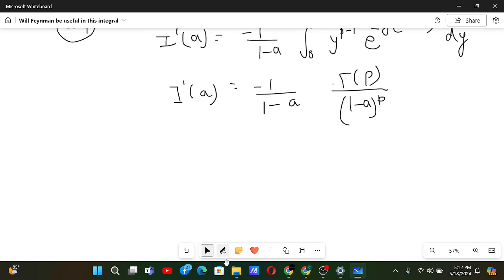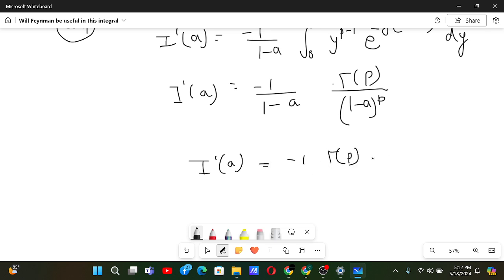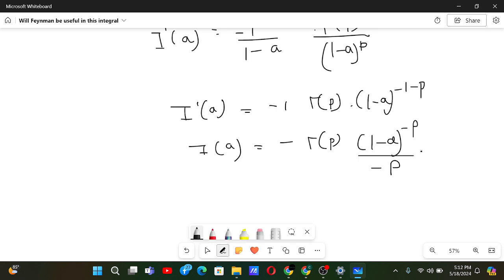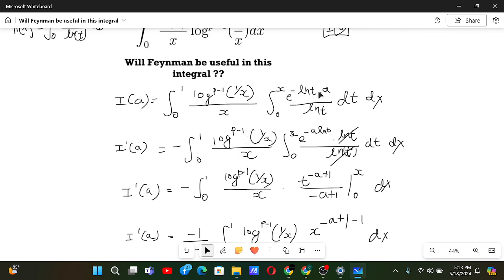Now we have I dash of a is equal to minus 1 times gamma of p, and then 1 minus a to the power minus 1 minus p. Okay, now integrate both sides with respect to a. I of a is equal to minus gamma of p, and then 1 minus a to the power minus p by minus p, and also we need to have plus c over here. Now we know that I of infinity is just 0, because if we substitute a equals infinity over here, this goes to 0. So the integral goes to 0 and the whole thing goes to 0.